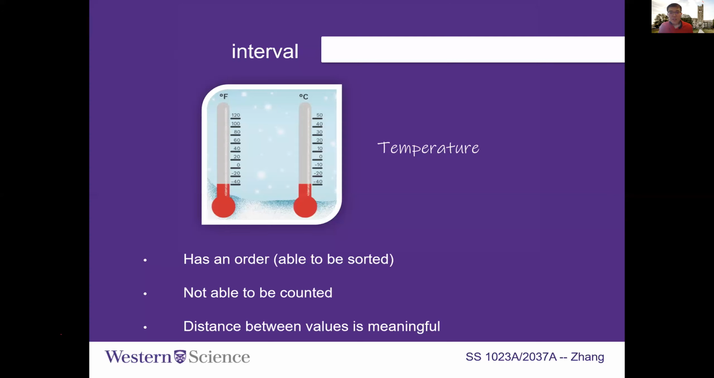Yeah, thanks to Lauren. These are very nice examples of the interval measure, like credit score, right? There is no 0 for this credit score.